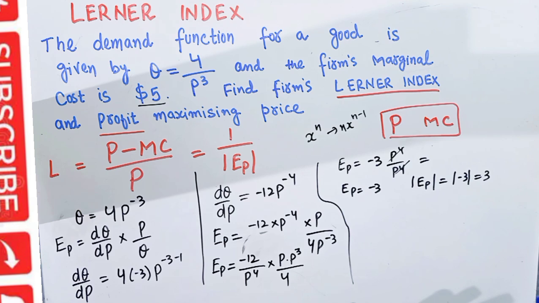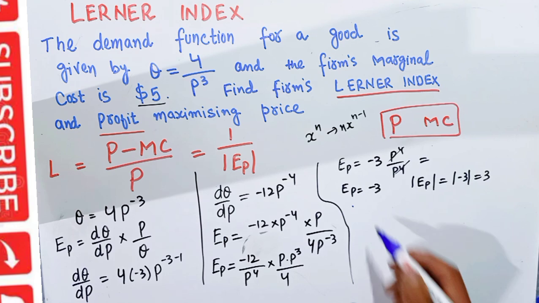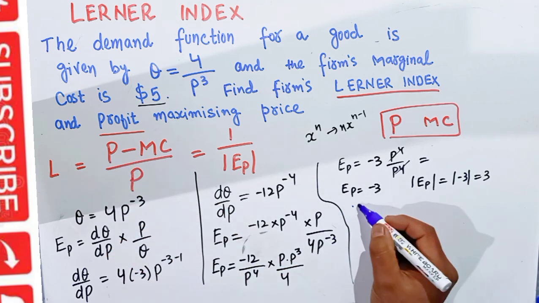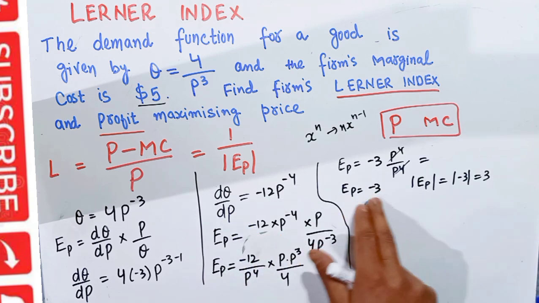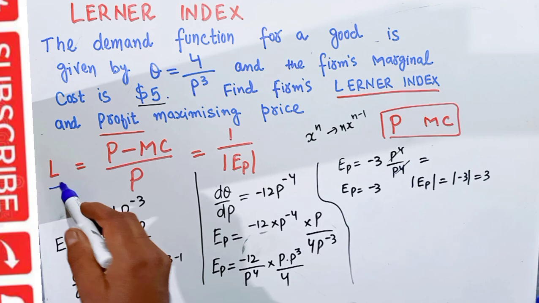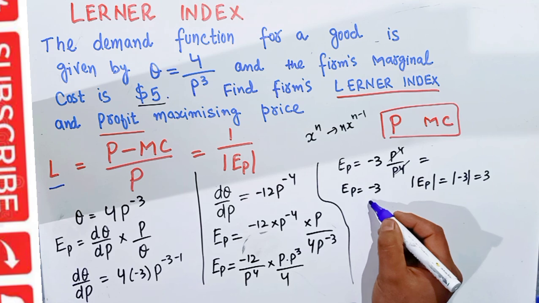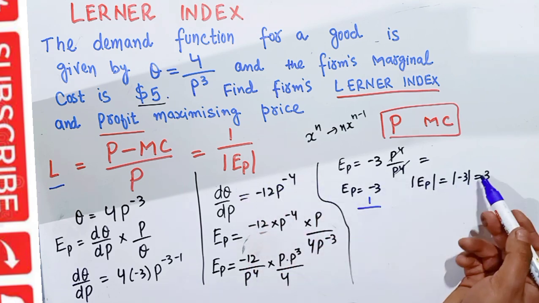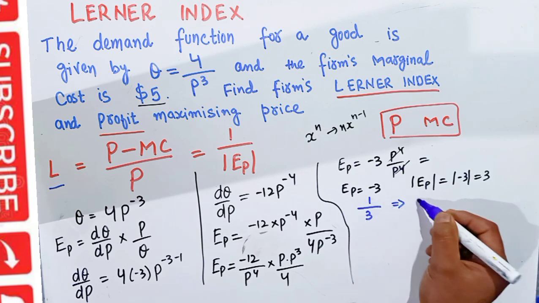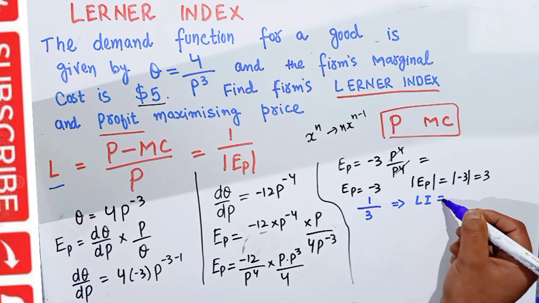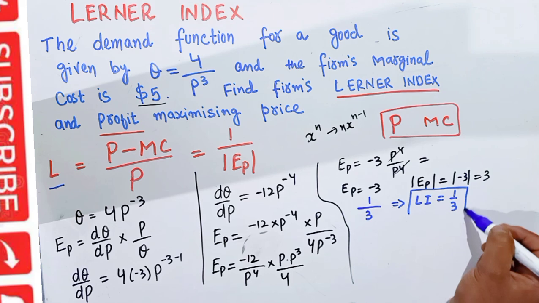Now the Lerner's index, as we know, is given by this relationship. Let's first calculate the Lerner's index here. Lerner's index is equal to 1 upon the elasticity of demand. So we get 1 divided by the absolute value of elasticity of demand, that is 3. So we got, and let me write it here, that our Lerner's index is equal to 1 upon 3. So we got the Lerner's index.